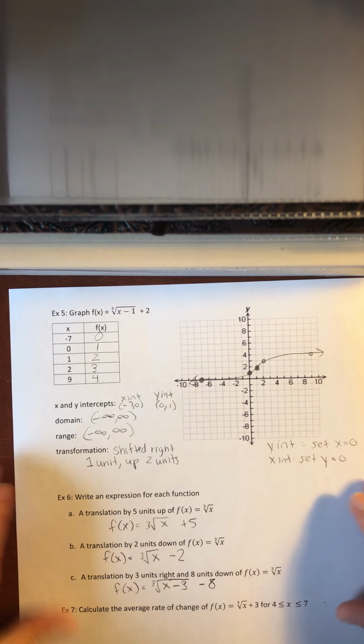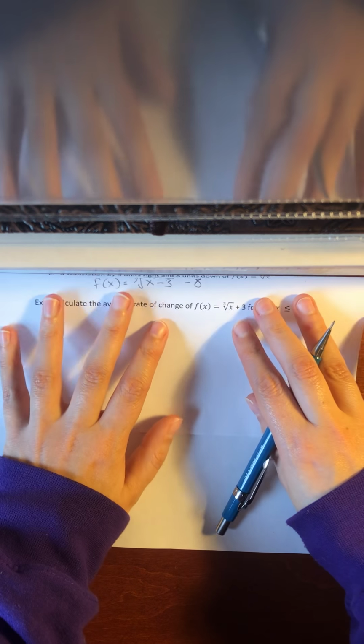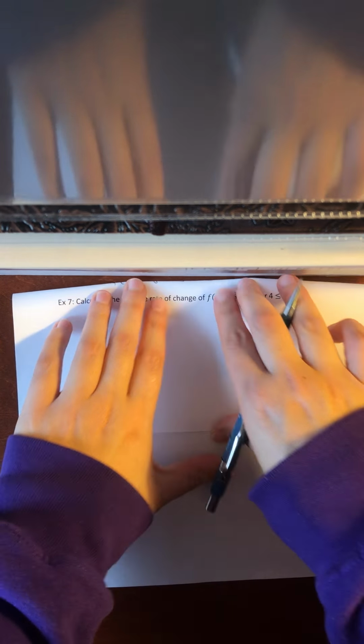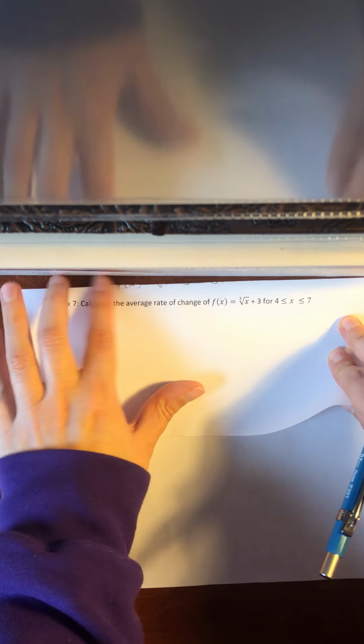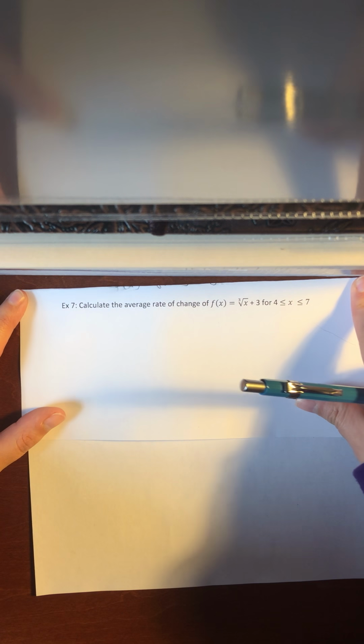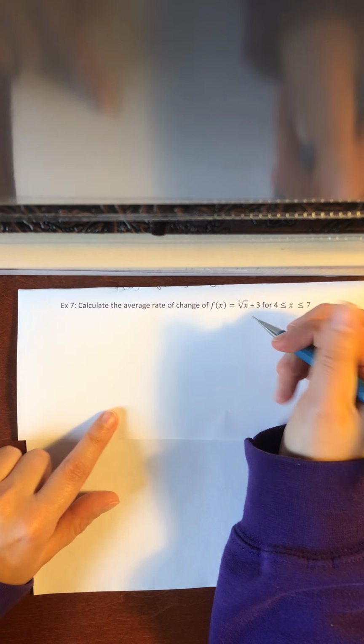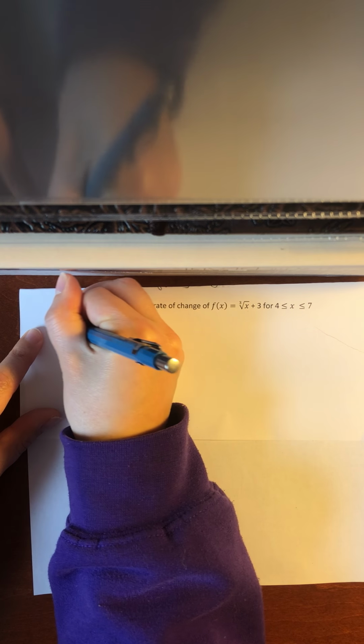Okay, average rate of change. We're only going to do one of these because I think you should kind of know how to do this by now. Average rate of change is finding the slope, so we just have to plug in our values on our interval and then find the slope. Okay, so we're going to start with f of 4.